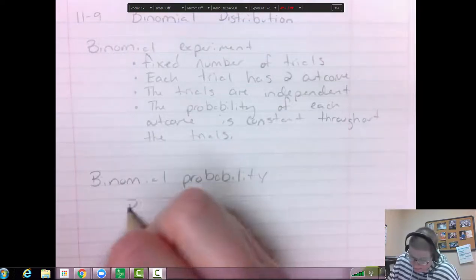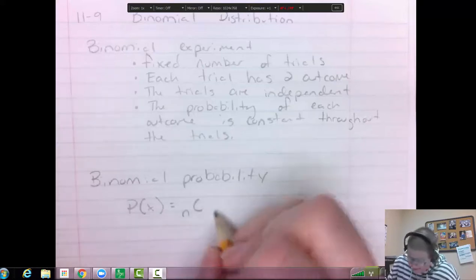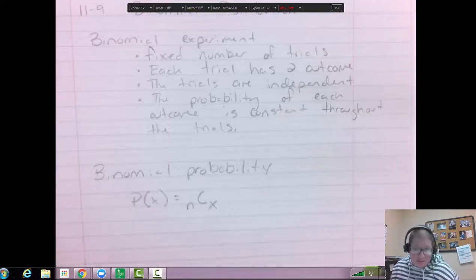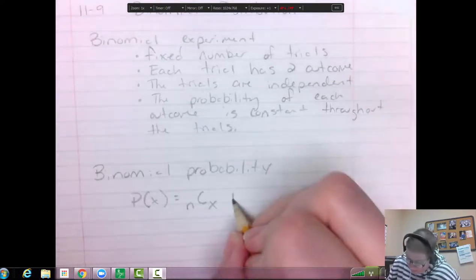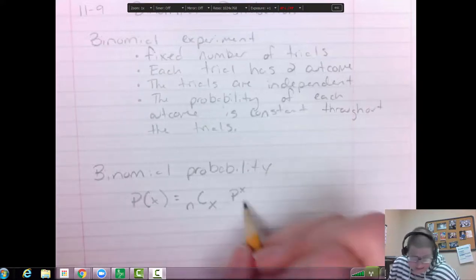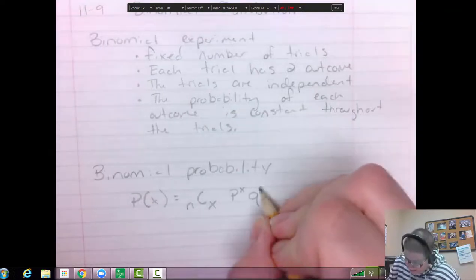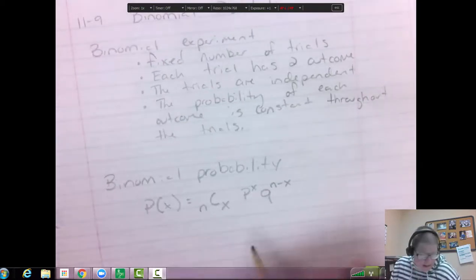It's going to look like the probability of whatever we're talking about is equal to n choose x. So we're going to use the choose, the combination, right? n combination x. And then we're going to have the probability to the x power, so whatever the probability is to the x power, times something we call the q, which is the opposite probability, to the n minus x. So that looks a little confusing. Let's use it and tell you what each one is.